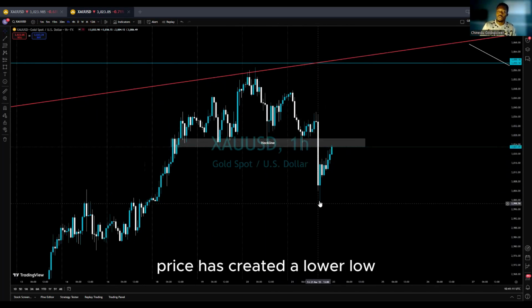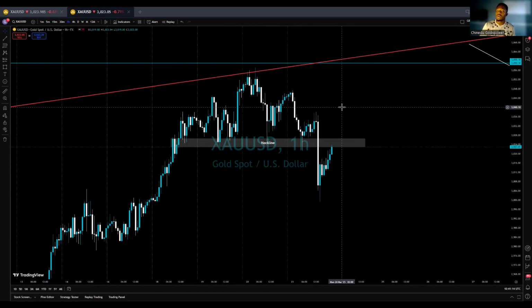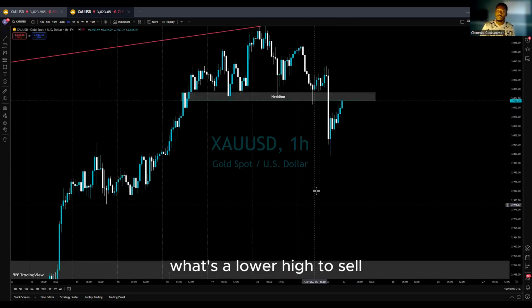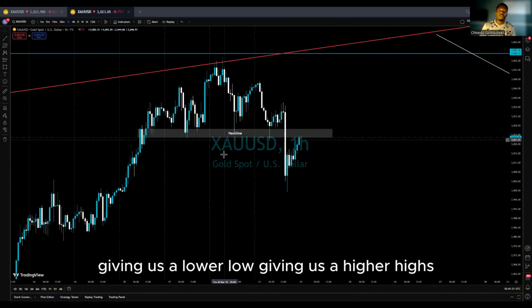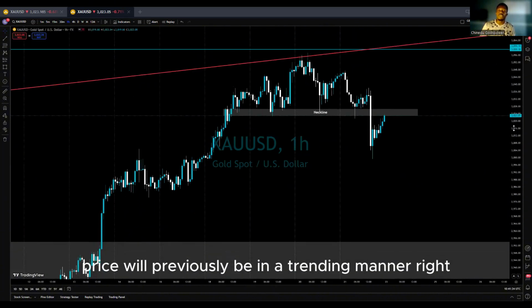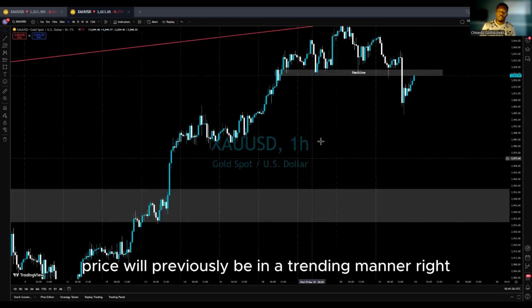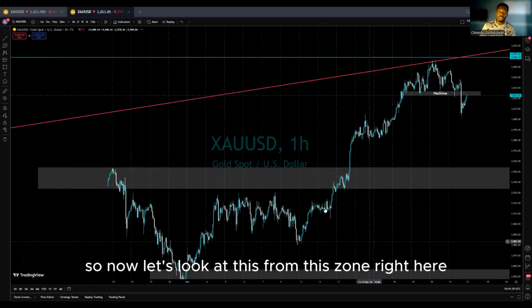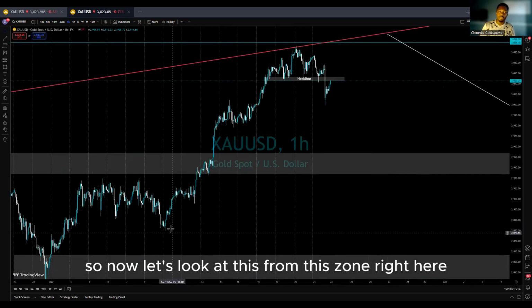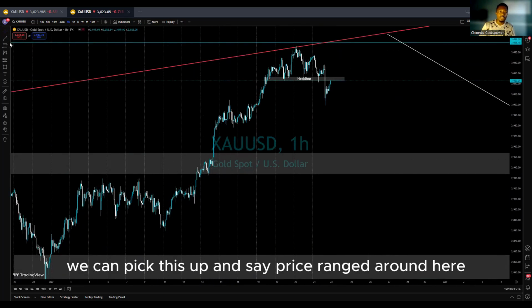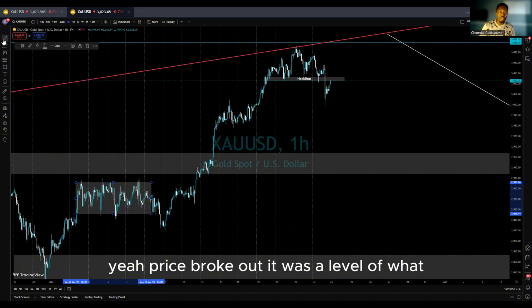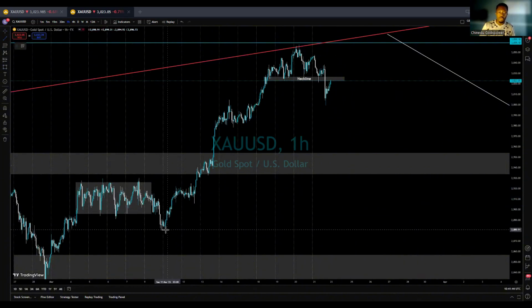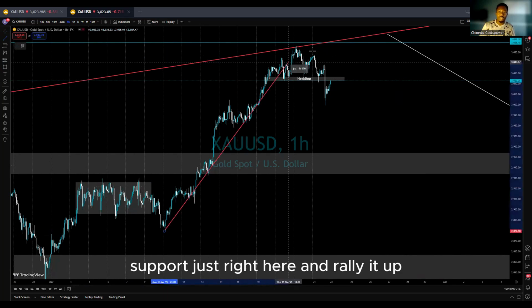Price has created a lower low and now wants to give us a lower high to sell downwards again. Now, how do we spot price giving us a lower low, giving us a higher high? Price would previously be in a trending manner, right? So now let's look at this. From this zone right here, we can pick this up and say price ranged around here. Yeah, price broke out. It was a level of support just right here and rallied up.